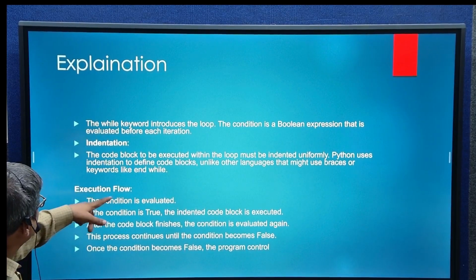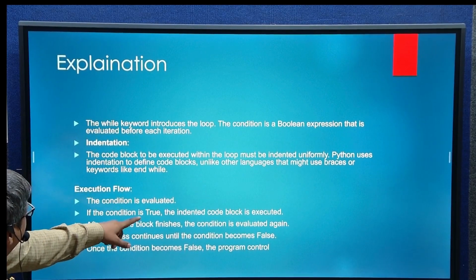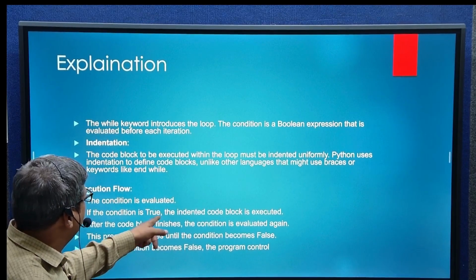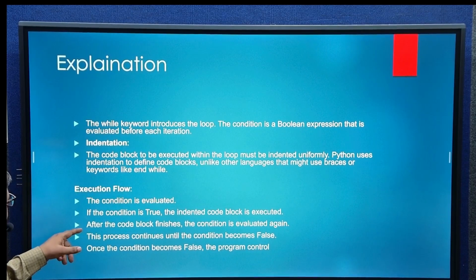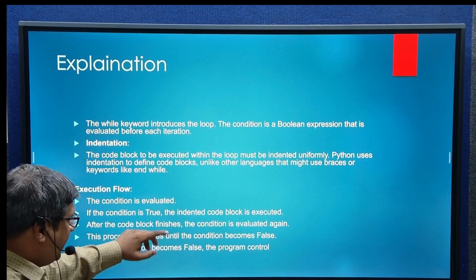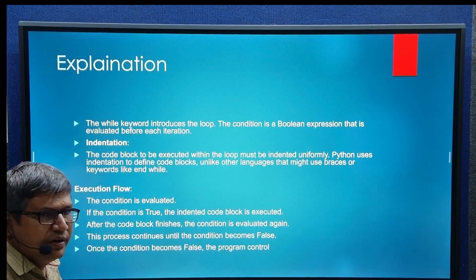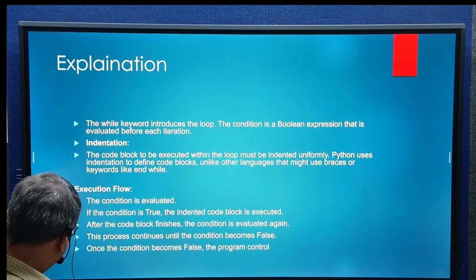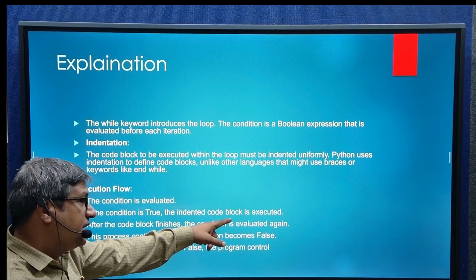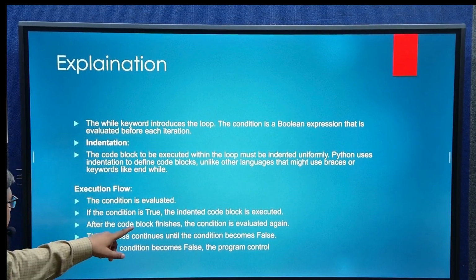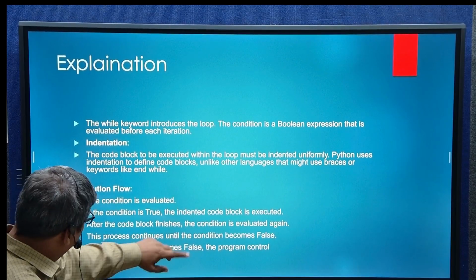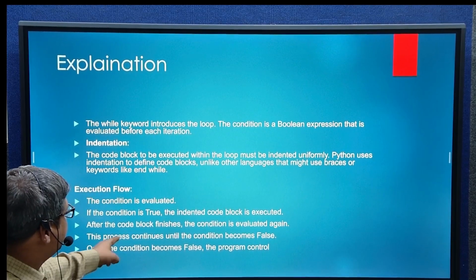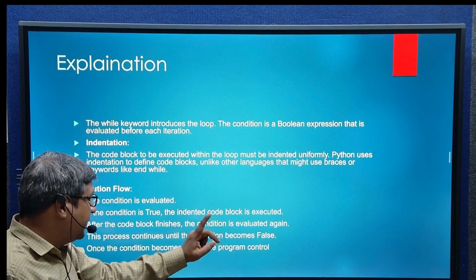After that, the execution flow: first the condition is evaluated. If the condition is true, the indented code block is executed. After the code block finishes, the condition is evaluated again. So how is the code executing in a while loop? First the condition is true, the code is executed, and after the code finishes, the condition is evaluated again. If the condition is true, then again the code will be executed. So this process continues until the condition becomes false.